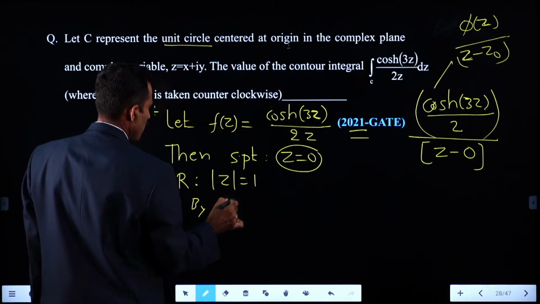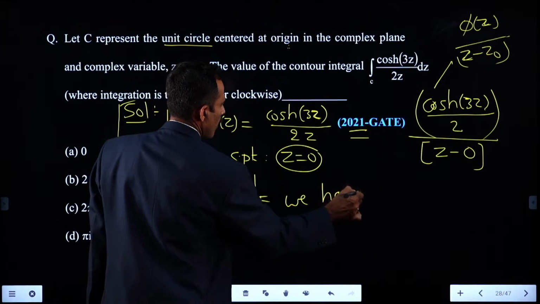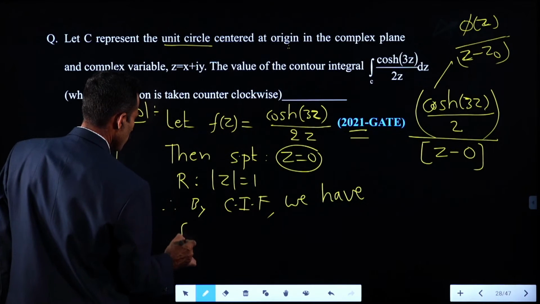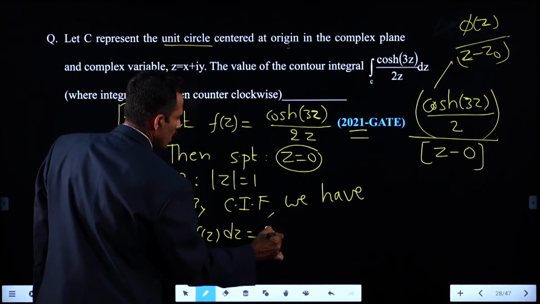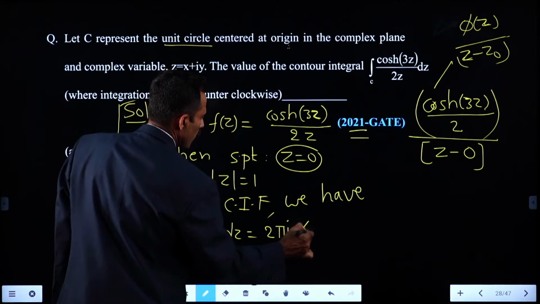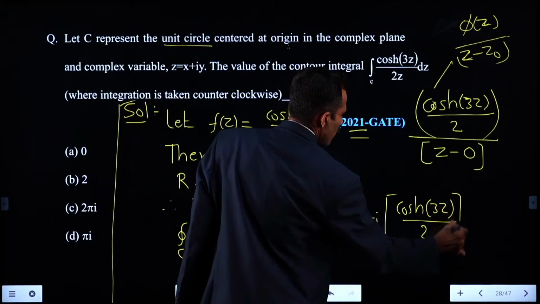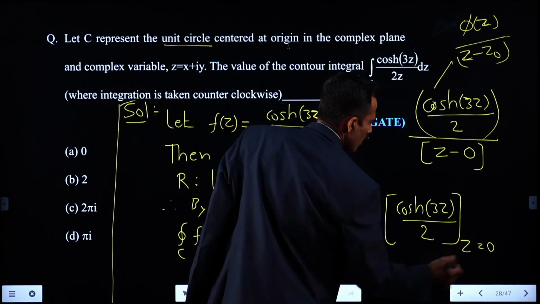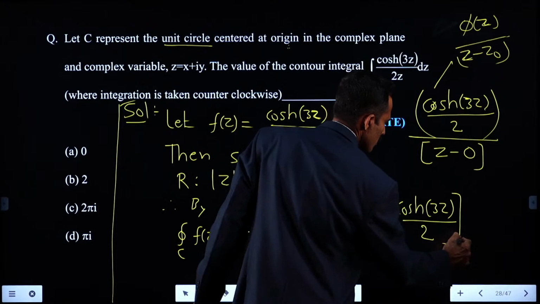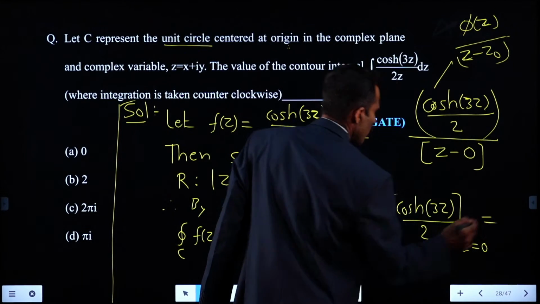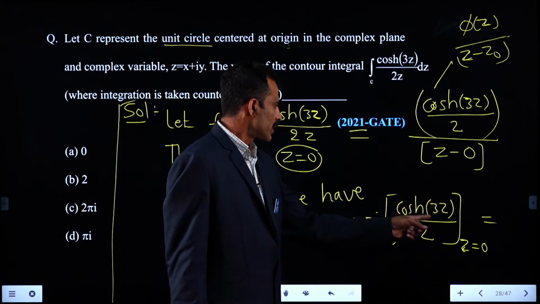Therefore, by Cauchy's integral formula, we have the integral over C of f of z dz equal to 2 pi I into phi of z naught. Here z naught is 0 only. In this function, substitute z equal to 0 only. Equal to cos h of 3 into 0.